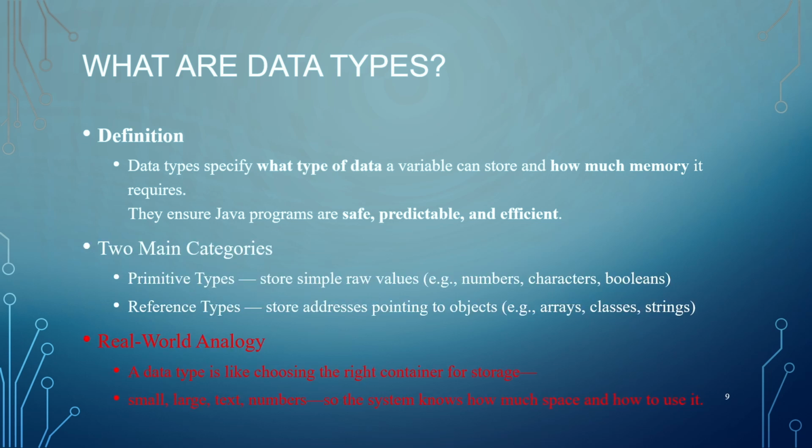A simple way to understand data types is through a real-world analogy. Choosing a data type is like choosing the right container for storage, small or large, text or numbers, so the system knows how much space is needed and how the data should be used.